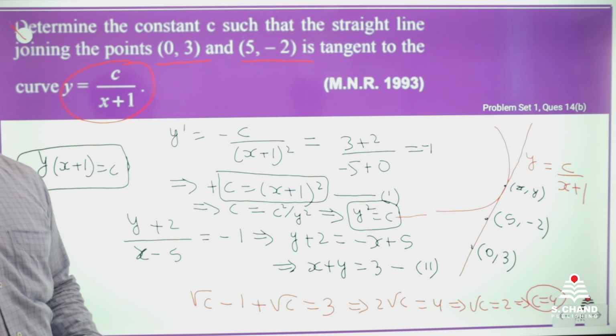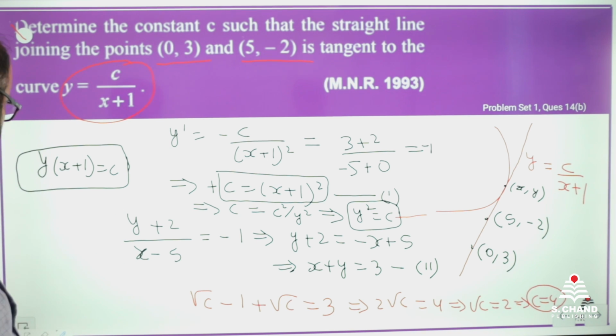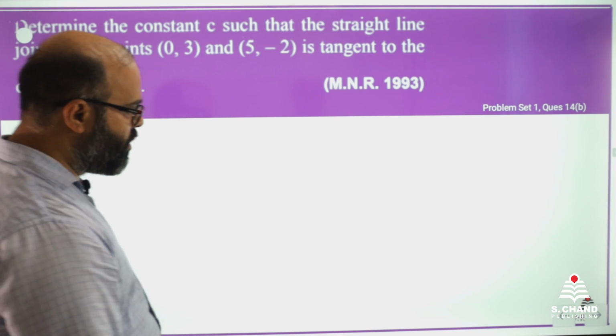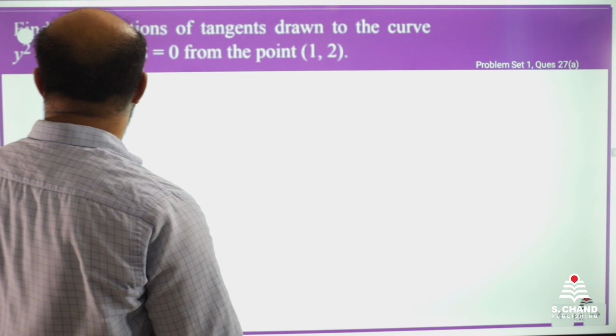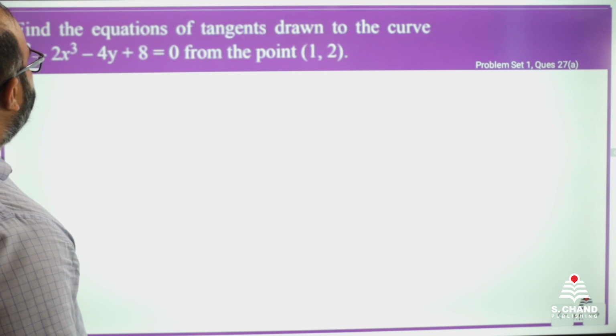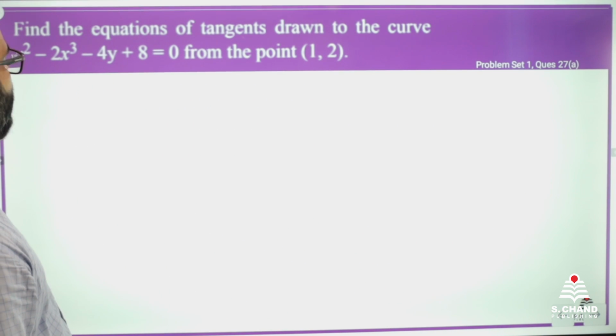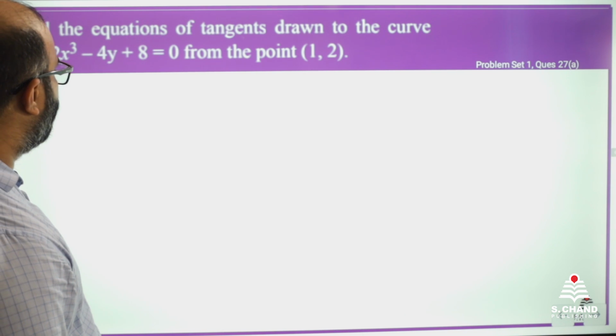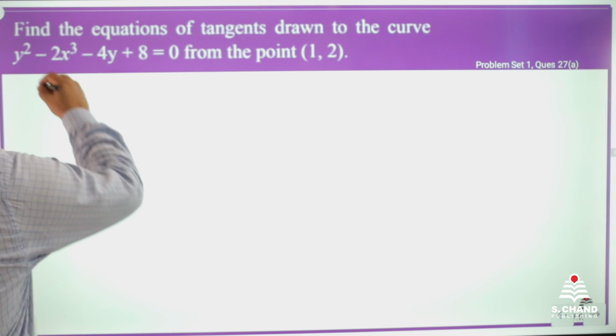So I hope this question is clear to you, students. Now let us move on to the next question. Next question is about finding the equations of tangents drawn to the curve y square minus 2x cube minus 4y plus 8 equal to 0 from the point (1, 2).